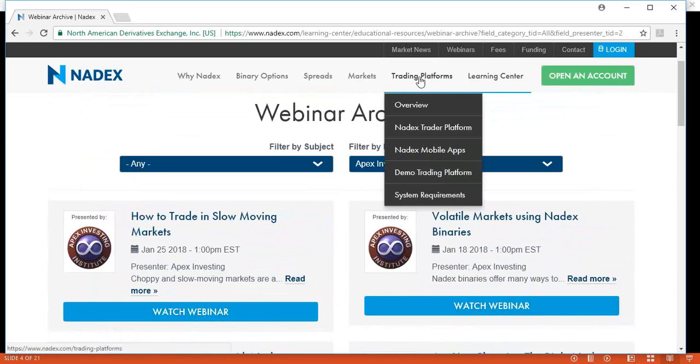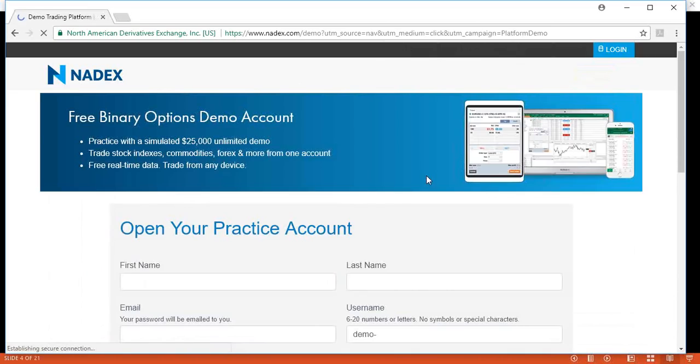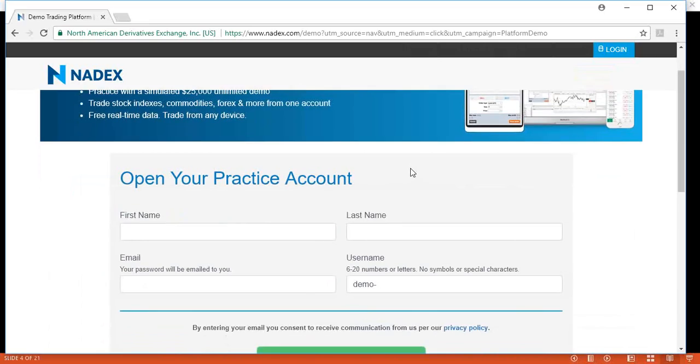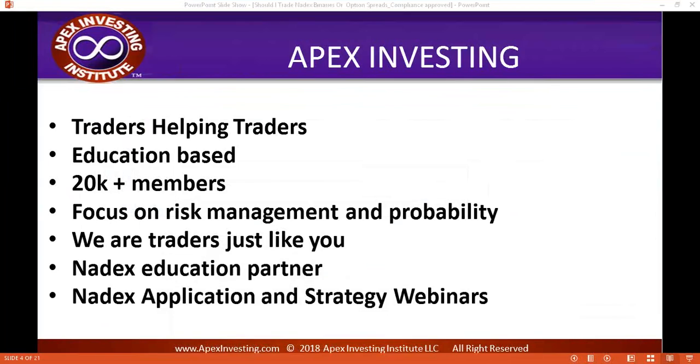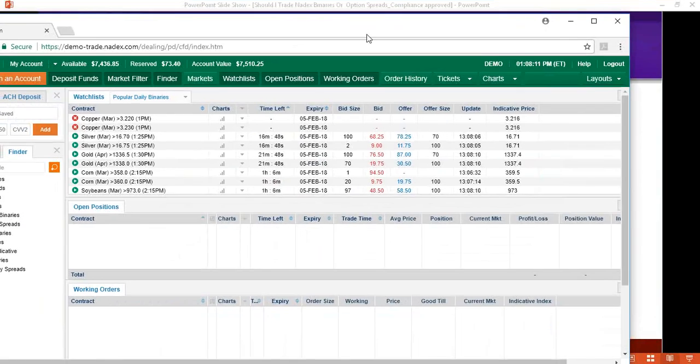Right here under trading platforms, you can go directly to the online Nadex platform. They have a great mobile app for your Android smartphone. Right here, demo trading platform. If you don't have a demo account, sign up and get one right now. Even while we're on this webinar, Nadex will give you a free $25,000 demo account. Okay, that way you can get familiar with Nadex, how the platform works, entering and exiting orders, and the different instruments they offer. Just fill out some quick info here and hit open my practice account. In a few moments, you'll get an email from Nadex with a temporary password, and that will allow you to log into the demo platform.